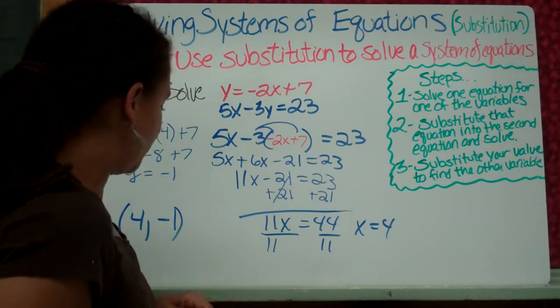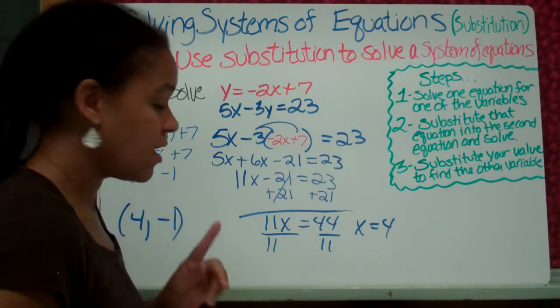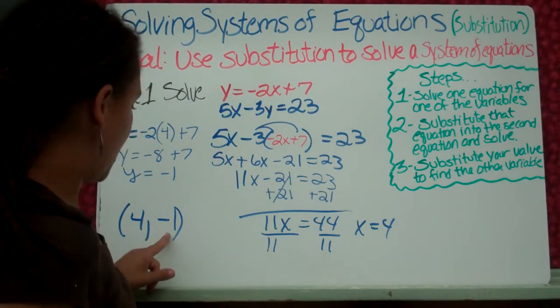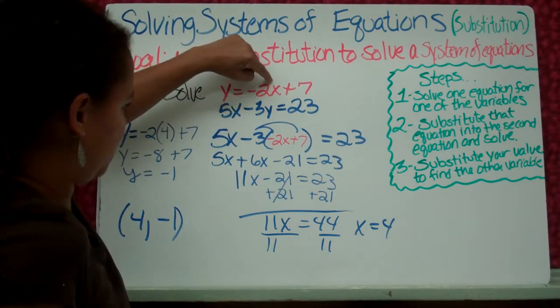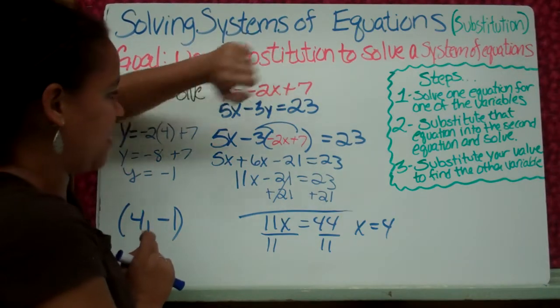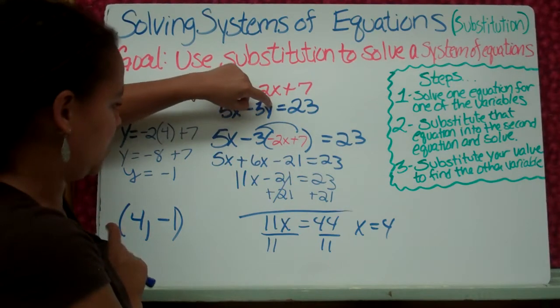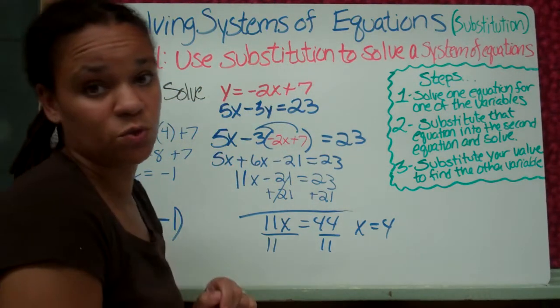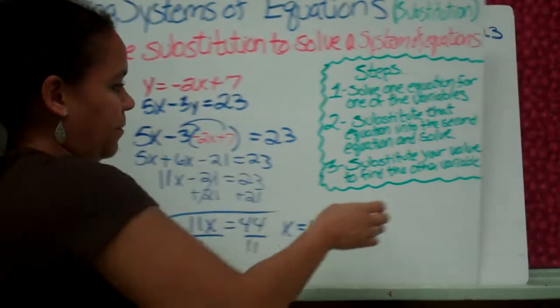You can always check these: plug them into the original equations and see if you get the same answers. That means you would take x and y. So here you would plug in negative 1 equals negative 2 times 4 plus 7. Here you would say 5 times 4 minus 3 times negative 1 and see if it equals 23. And you can always check your work that way. All right, let's get some more examples.